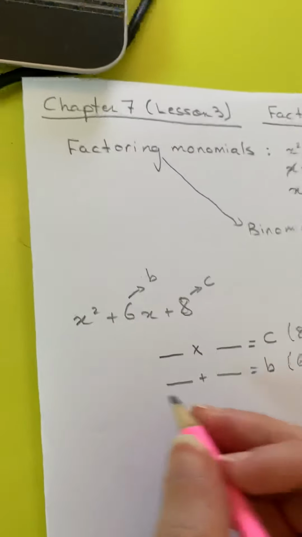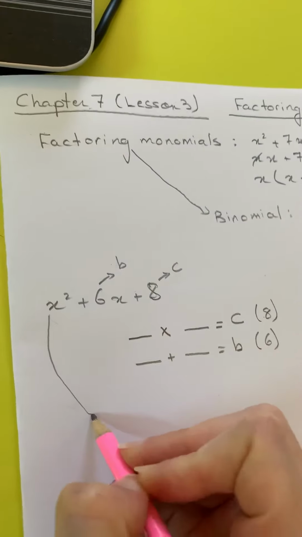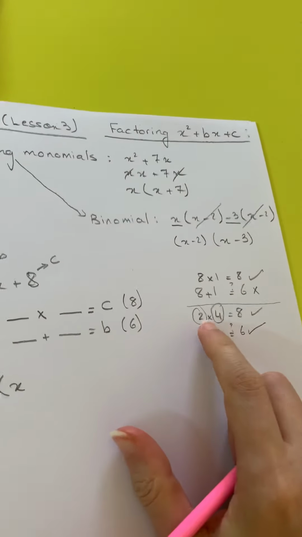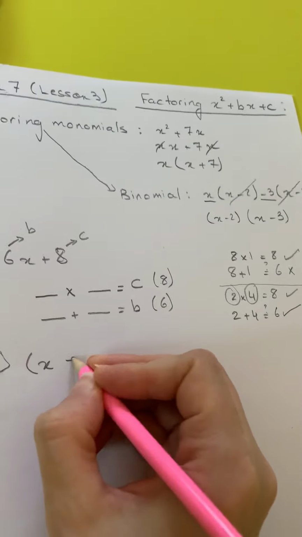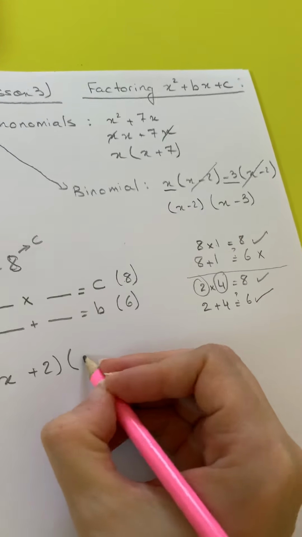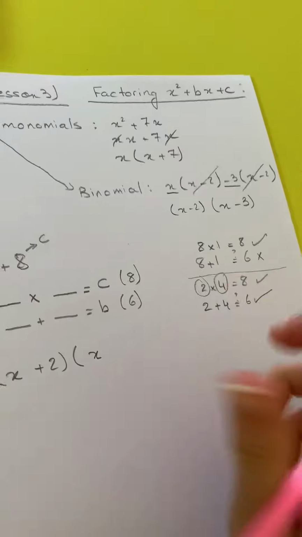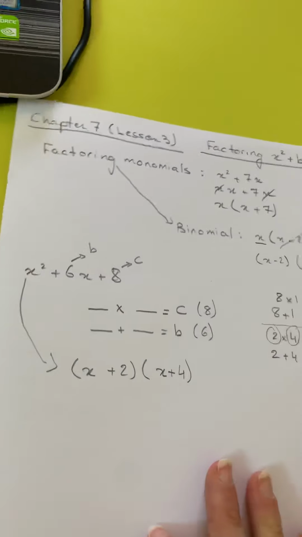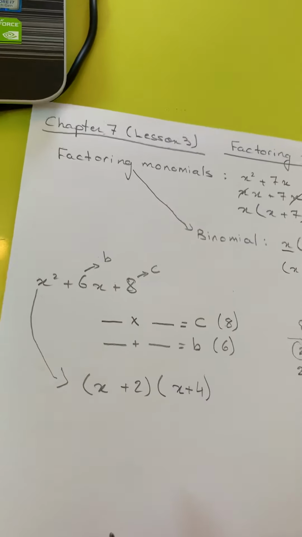So basically, the factored form is (x + 2)(x + 4). That's it. This is the answer. This is the factored answer.